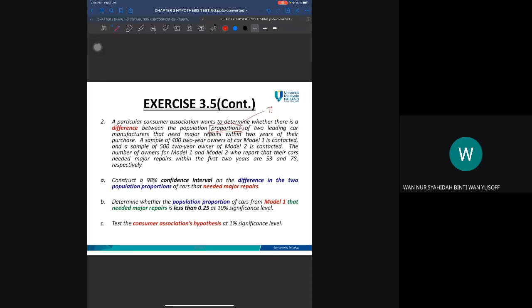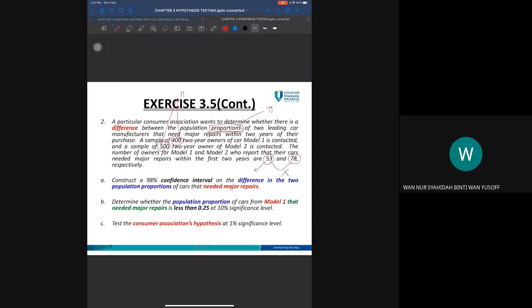Okay, so a sample of 400 of the car model 1 is contacted and a sample of 500. So 400 and 500 here, what are they? They are the number of samples, the n. The number of owners for model 1 and model 2 who report that their car needs major repair within the first 2 years are 53 and 78. So 53 and 78 are X.